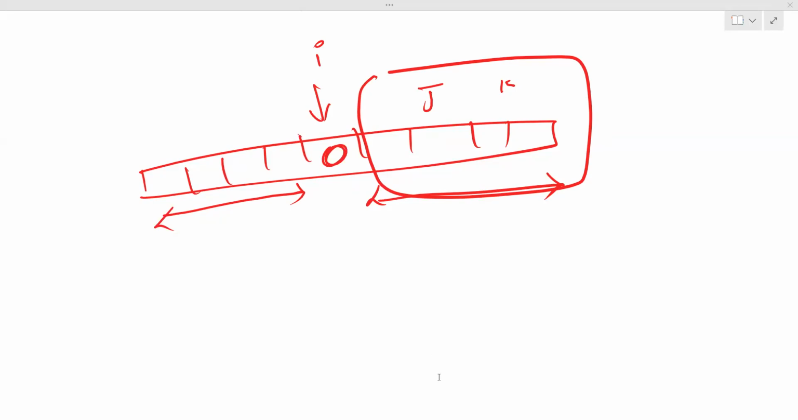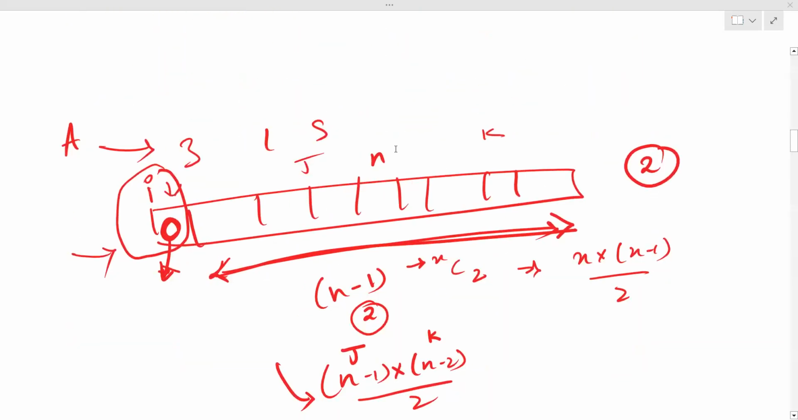Okay, so someone is asking why I have n minus 1 C 2. What do you mean by this? Like, how did I come up with this value?